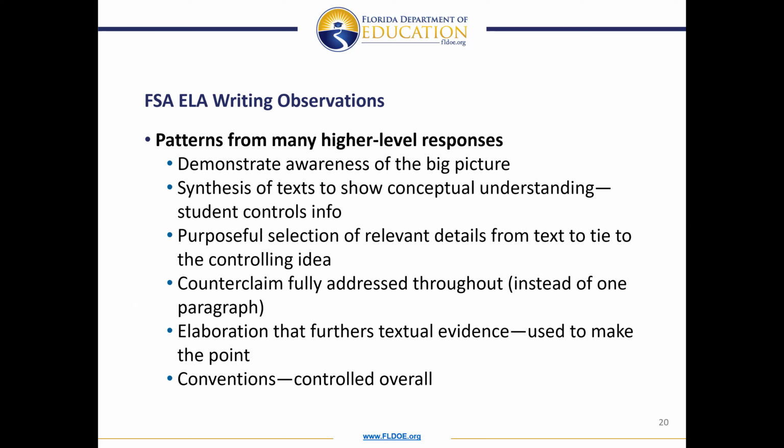And then conventions just being controlled overall, because in order to get those higher scores, you're definitely going to need that 2 in conventions, which is the highest score. And what you're going to see in our sample essays is that it's actually quite simple for a student to receive a 2 in conventions. They do not expect a perfect paper. The state understands that's a timed draft. So errors are actually going to be present even in a 2.